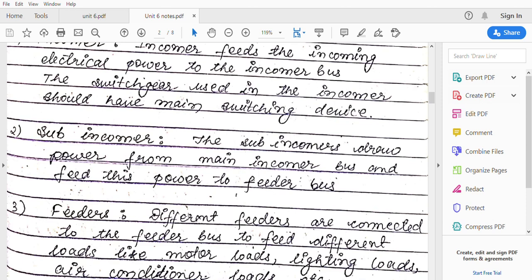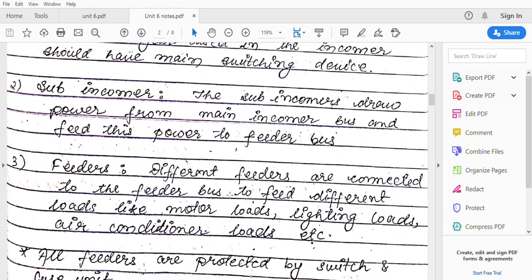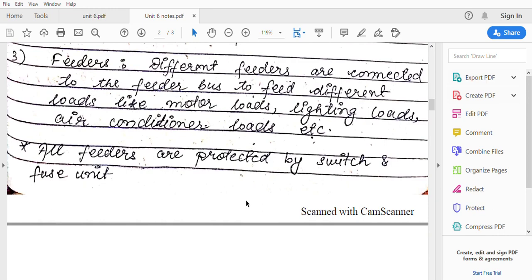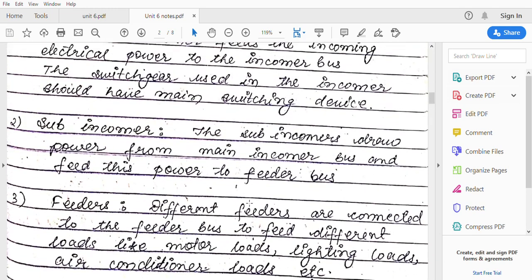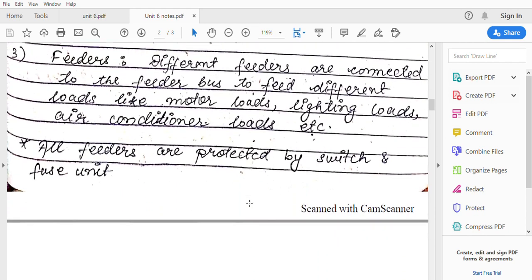So feeders will be connected to loads, and these loads can be any loads. It can be motor loads, because electrical power needs to be converted into mechanical. From the feeder we are going to get electrical, so it can be mechanical loads, it can be lighting loads. Lighting loads means the household loads we use, tube light, fans and all. Then it can be air conditioner loads, etc. Any kind of household loads it can be. So all feeders are again protected by some switch and fuse unit. So these three things, incomers, sub incomer and feeders, are protected by different kinds of switches.